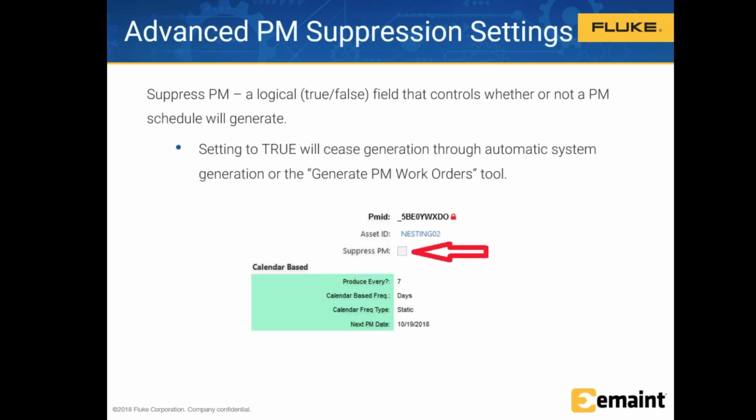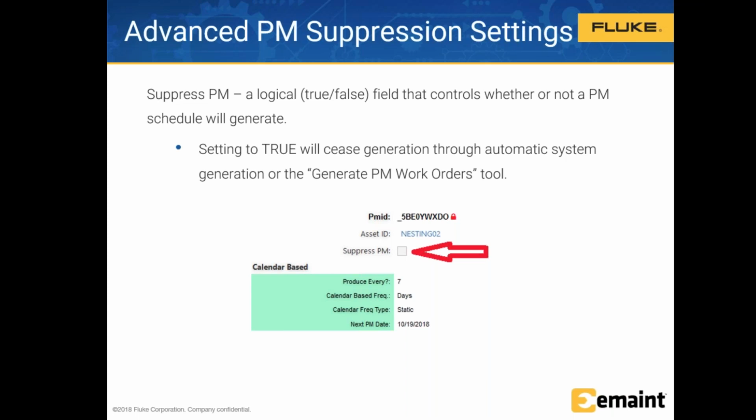Okay, so here we go. The first we're going to look at here is my suppress PM field. When you're in your account, you may have seen this before. What this is going to do is, if I toggle it on, it's going to cease the generation of PM work orders. And when I say cease, it doesn't matter if the system is trying to do it in the background, as part of its normal PM generation functionality, or if you try to manually generate these. This is what I'm going to call a hard stop. It's going to suppress the PM from being generated.